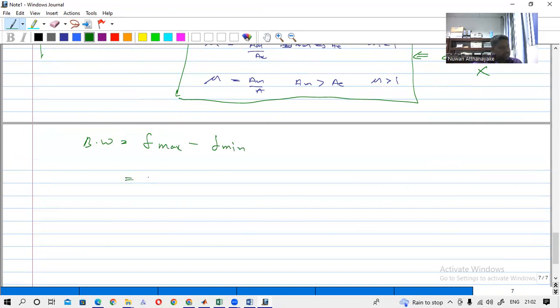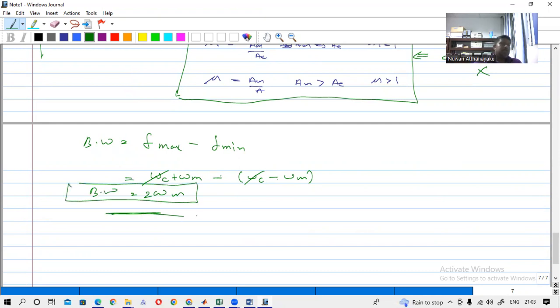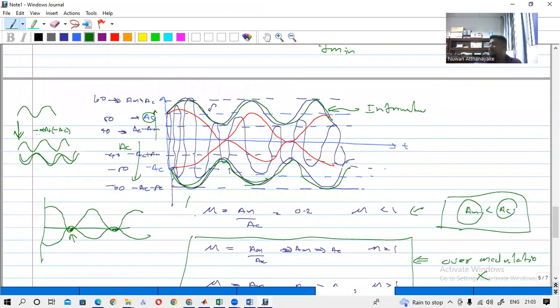So the bandwidth is nothing but the maximum frequency minus minimum frequency. What is the maximum frequency? That is omega c plus omega m, minus the minimum frequency, which is omega c minus omega m. You can see that omega c cancels out, and minus minus becomes plus, and you will get 2 omega m. So this is the bandwidth.